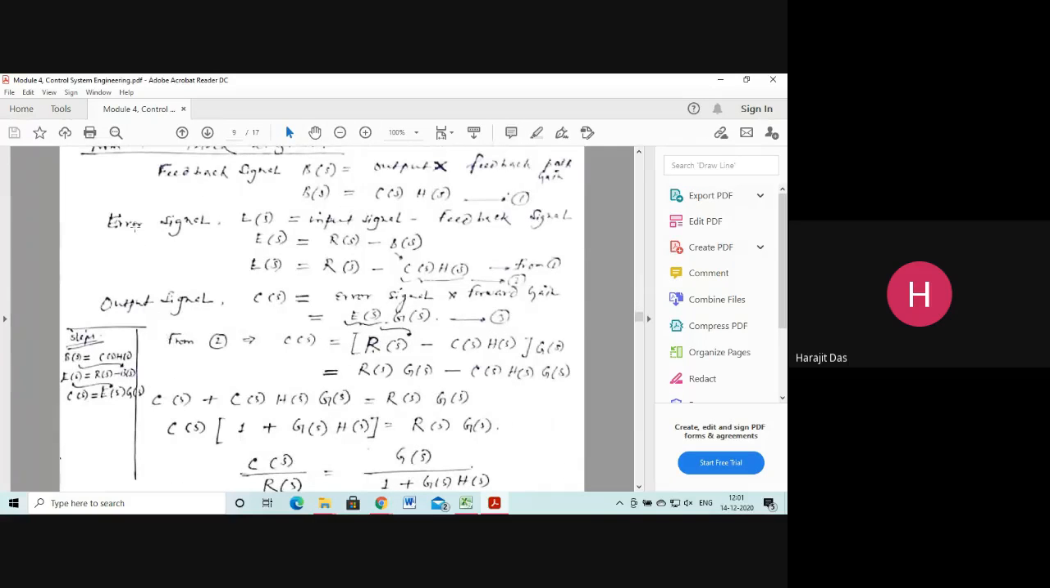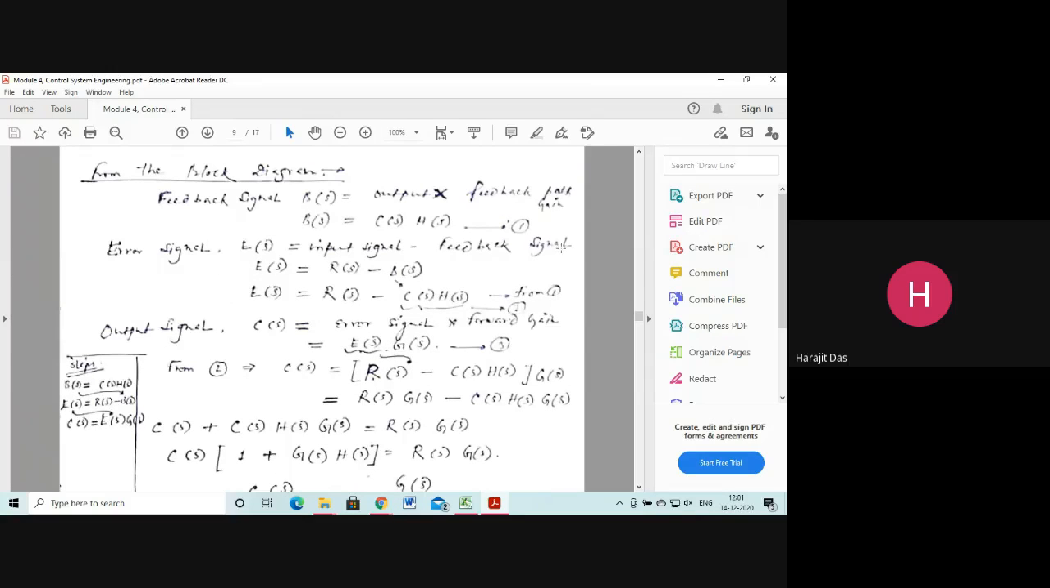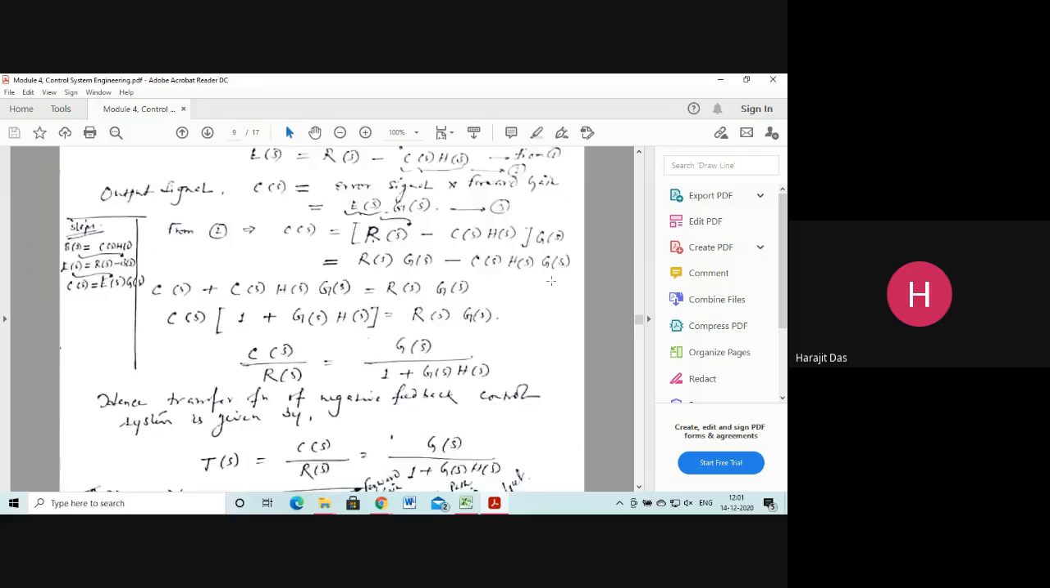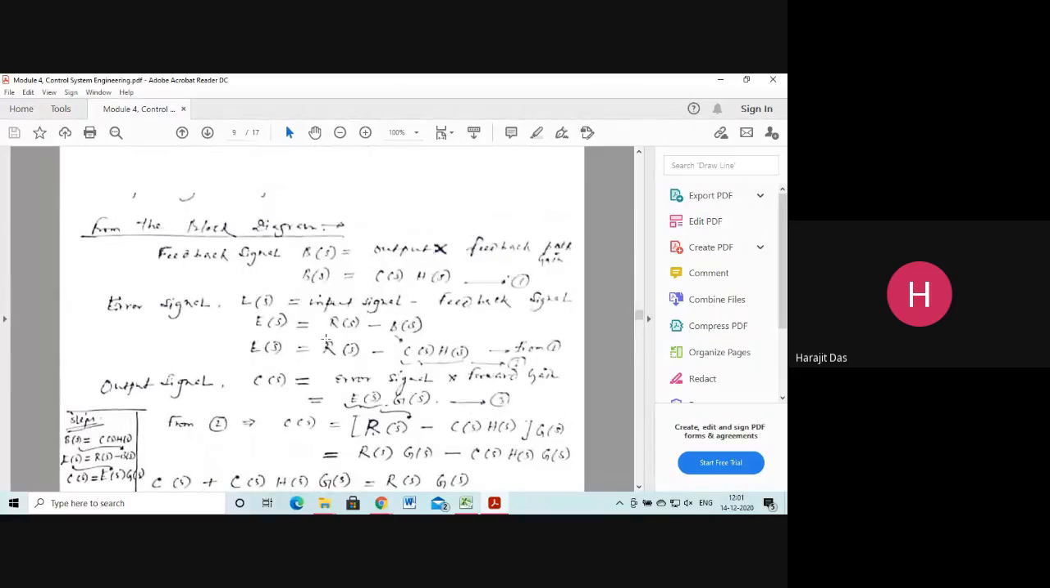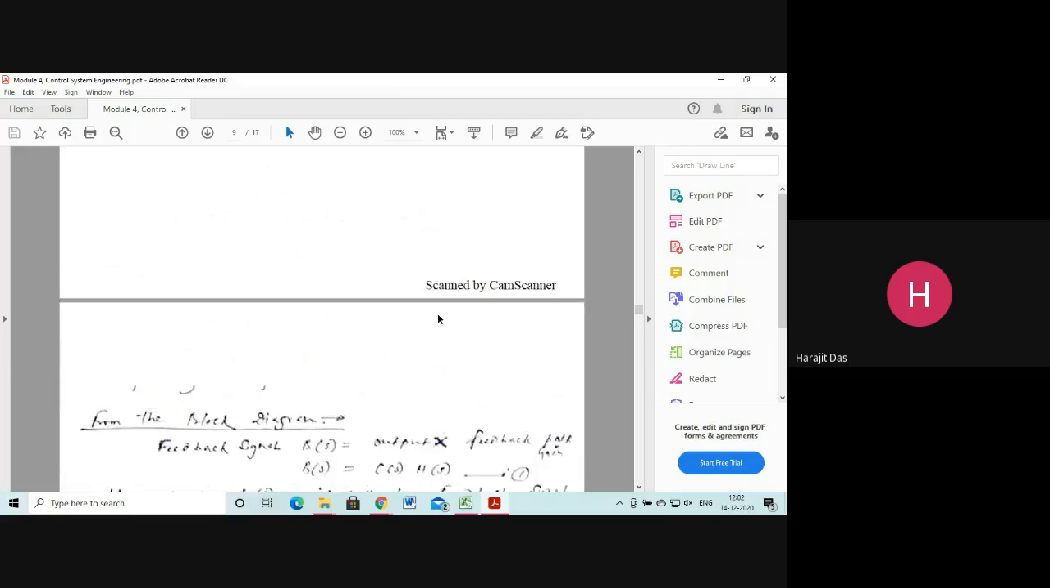Now what is the error signal? How is error measured? Input signal minus feedback signal, isn't it? This is for negative feedback. That is why you need to subtract from R(S), because the input will be higher than the output. So whatever the input signal is minus whatever the feedback signal is, that will give you the error signal. Don't write feedback path gain. This is the feedback signal, so R(S) minus B(S).